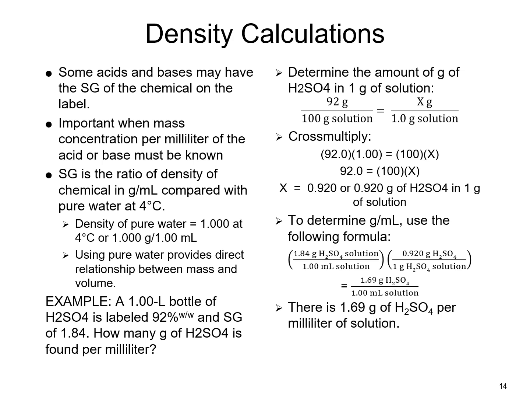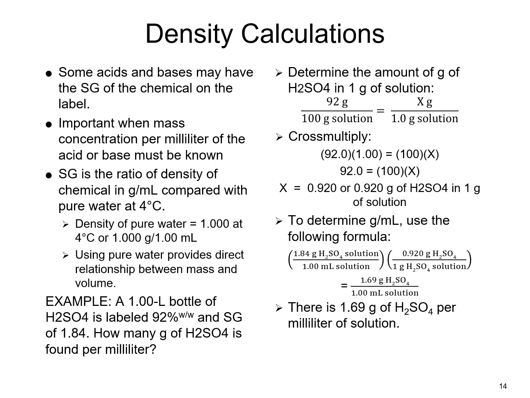So now let's talk through an example. We have a 1.00 liter bottle of sulfuric acid, and it is labeled as 92% weight per weight with a specific gravity of 1.84. So we want to know how many grams of that sulfuric acid are found per ml.